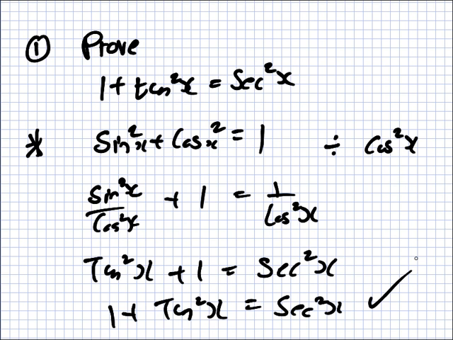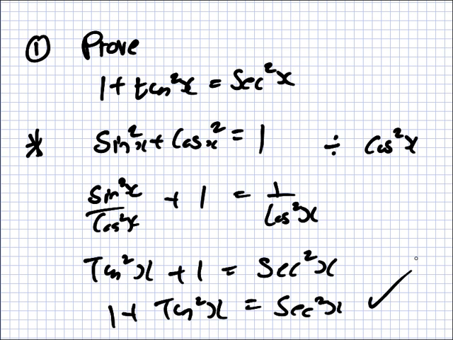Okay, let's look at a harder one now. Oops, that was 1A. In the last question, the proof is really similar to this, but it's 1 minus tan squared x equals sec squared. Yeah, so 1 minus tan squared equals sec squared. That's an equation. It's different.